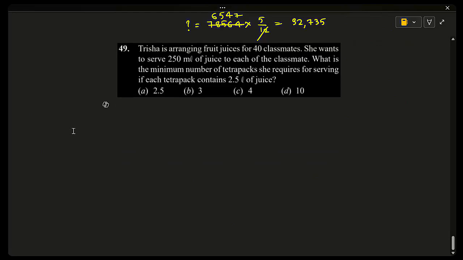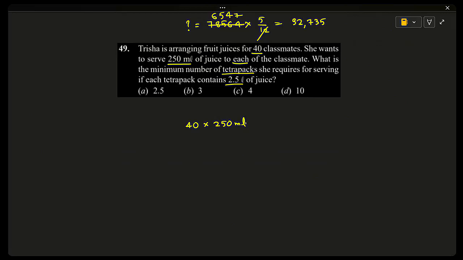49. Trisha is arranging fruit juices for 40 classmates. She wants to serve 250 ml of fruit juice to each of the classmates. What is the minimum number of Tetra packs she requires for serving if each Tetra pack contains 2.5 liters of juice? So first, how many liters of juice in total does she want? So total 40 classmates, she wants to serve 250 ml of juice to each, but ml we want to convert into liters. Why? Because the Tetra pack is given in terms of liters. So let us try to convert this into liters.